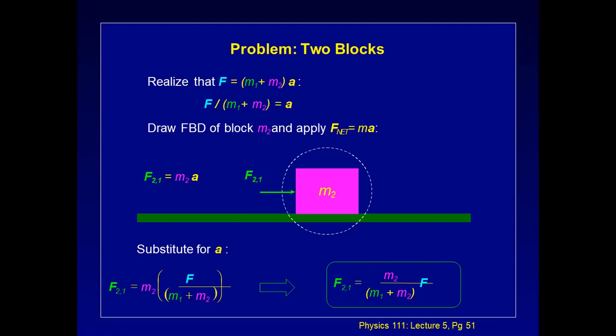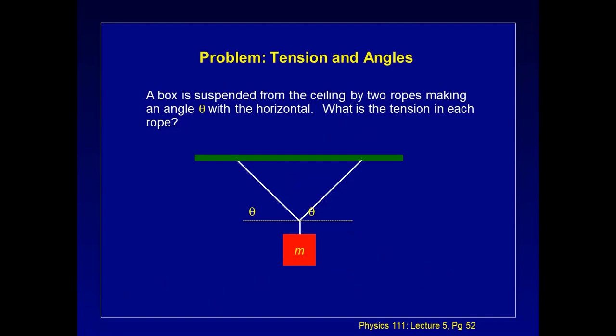A box is suspended from the ceiling by two ropes, making an angle theta with the horizontal. What is the tension in each rope? To determine this type of problem, first we have to illustrate the statement of the problem.